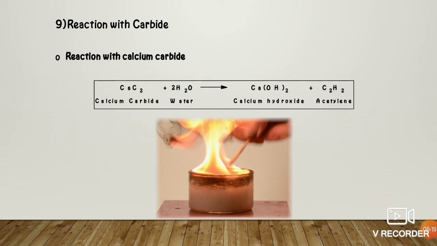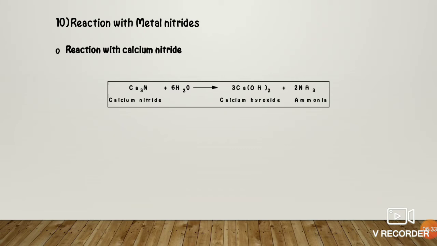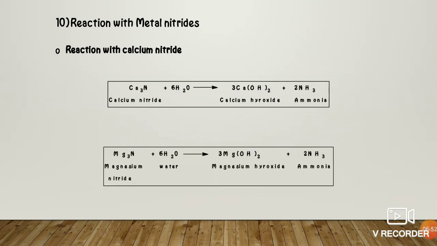Similarly, in case of aluminum carbide, when it reacts with water, it forms aluminum hydroxide, and instead of acetylene gas, it forms methane gas, which catches fire easily. Next is reaction with nitride. Calcium nitride and magnesium nitride react with water to form the corresponding metal hydroxide and ammonia gas. That is, if calcium nitride reacts with water, it forms calcium hydroxide and ammonia gas. Similarly, magnesium nitride reacts with water to form magnesium hydroxide and ammonia gas.